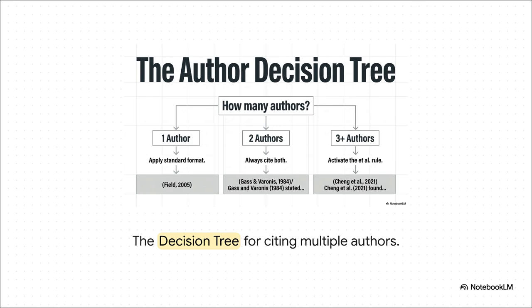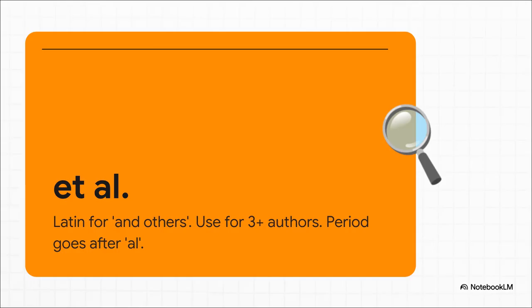It goes like this. If there's one author, just apply the standard format. Easy. If there are 2 authors, you always cite both of them every single time. But, and here is the game changer, if a paper has 3 or more authors, that triggers a highly efficient simplifying rule right from the very first time you cite it. I like to call this rule the et al.